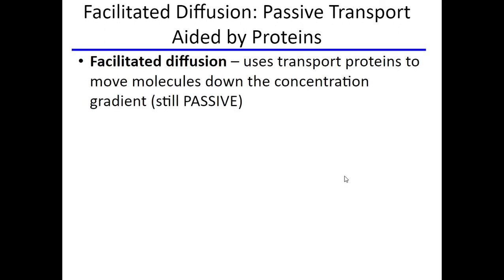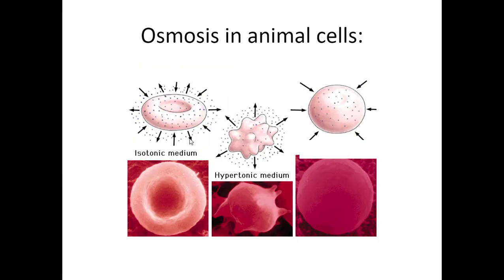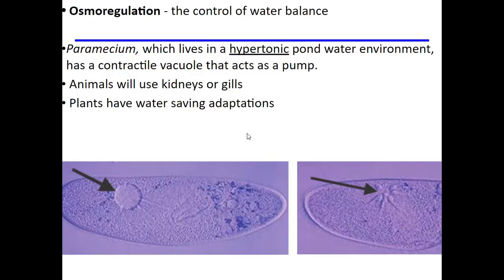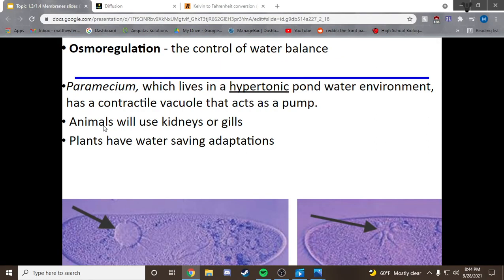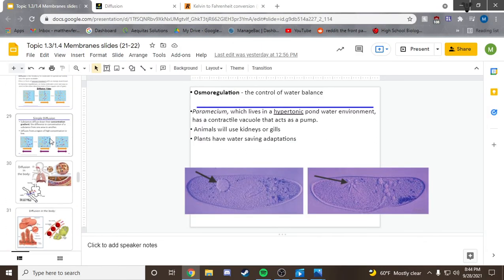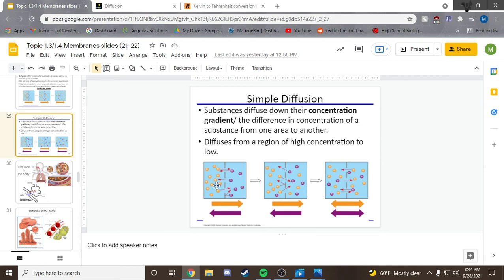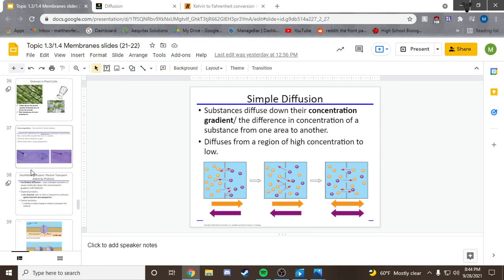Everything we've looked at before has been this idea of simple diffusion, but now let's look at facilitated diffusion. This is still passive transport because it's not going to use any sort of energy. We're still moving down a concentration gradient, right? We're still going to be moving from a high concentration to a low concentration. It doesn't exactly happen freely.